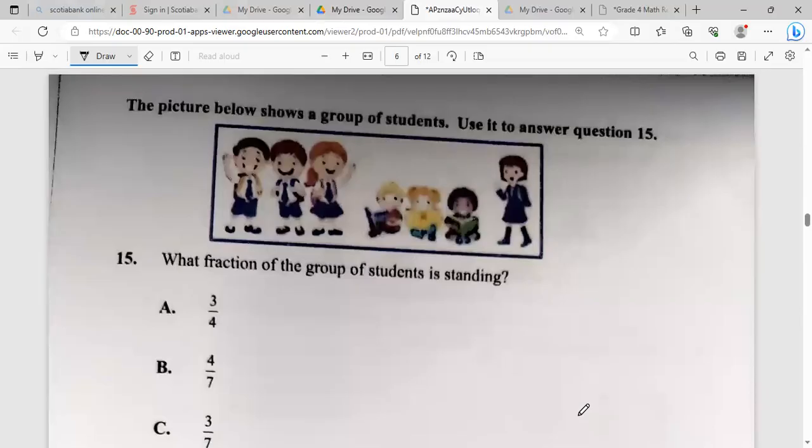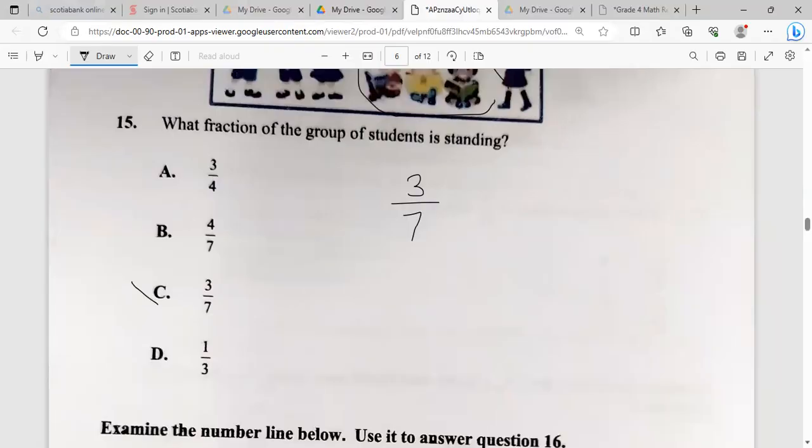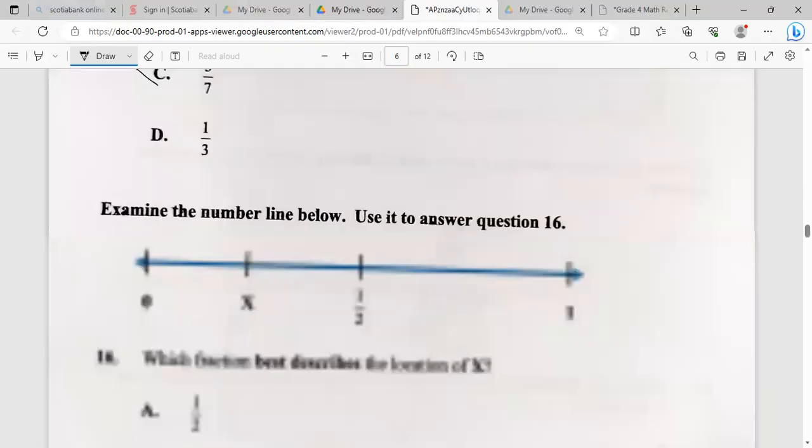The picture below shows a group of students. Use it to answer item 15. What fraction of the group of students are studying? So we have 3 studying, basically. The other ones are not. And we have a total of 1, 2, 3, 4, 5, 6, 7. So it's 3 out of 7. Technically, this is not a fraction because the parts have to be equal. The kids are not equal, but I understand the whole concept of them still. All right, so that will be 3 out of 7.